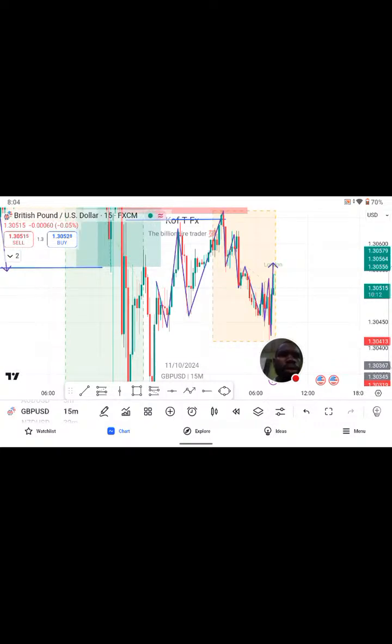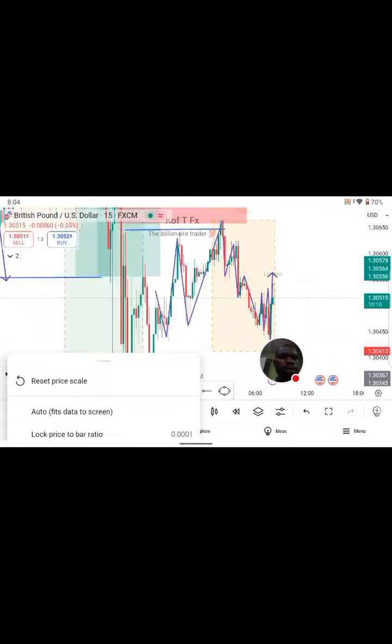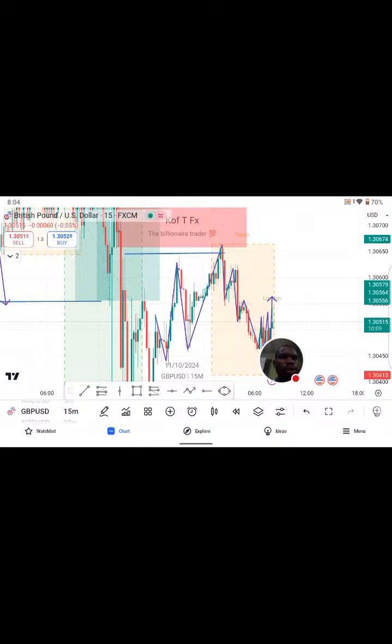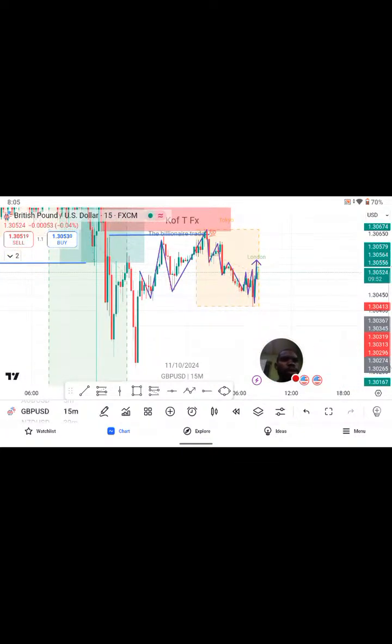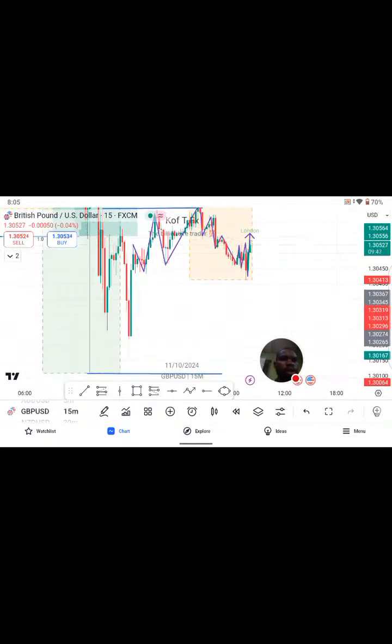Before that supply zone, yeah, we have an FVG before it. As you can see, price actually took out the inducements, filled the FVG and mitigated the zone, and we are expecting that price should come and take out the low.